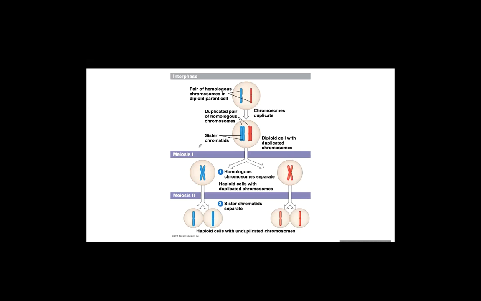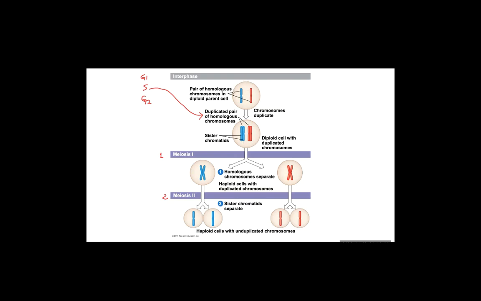Okay, this is an overview of entire meiosis. Meiosis has meiosis I and meiosis II. Before meiosis takes place, the cell also has interphase. Interphase is composed of G1, S, and G2 phase. Do you remember G1, S, G2 phase? Especially in S phase, chromosome duplication takes place. From S phase, two sister chromatids are formed.